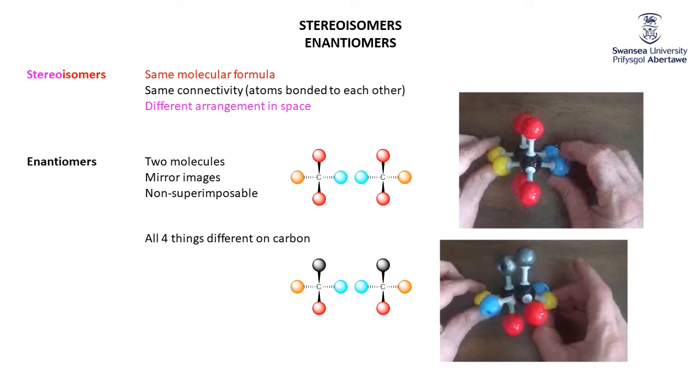So there we are. It doesn't matter what you do to those two models, you can't match them up. They're mirror images, as shown by the pictures, but you cannot superimpose them. They are enantiomers.